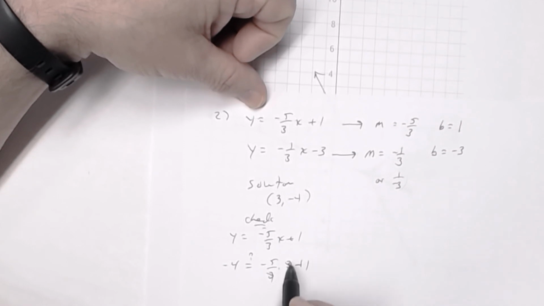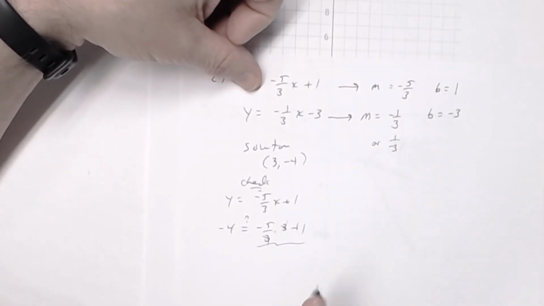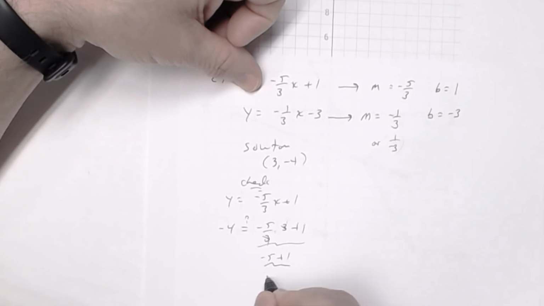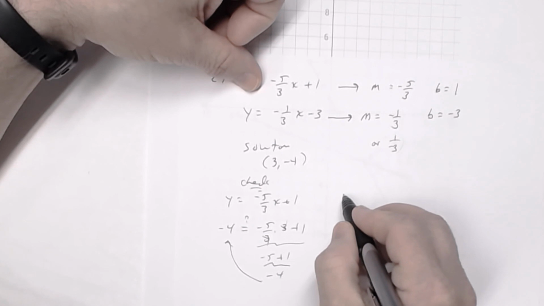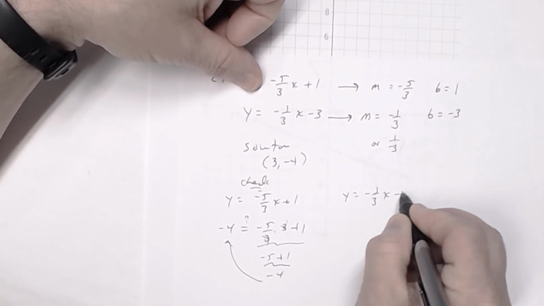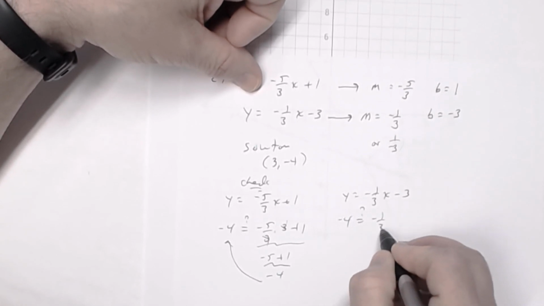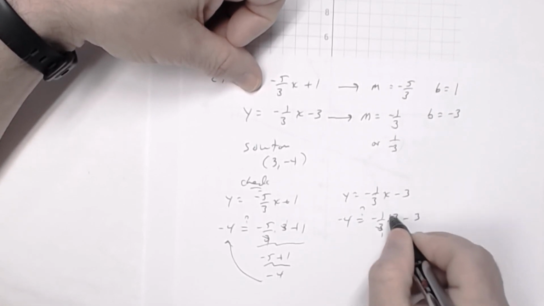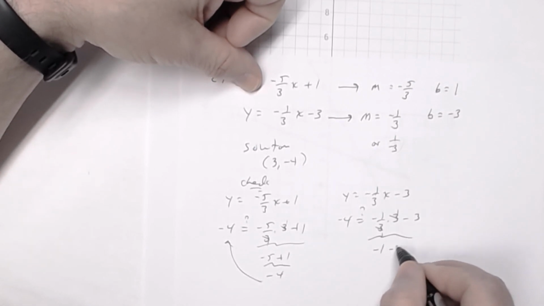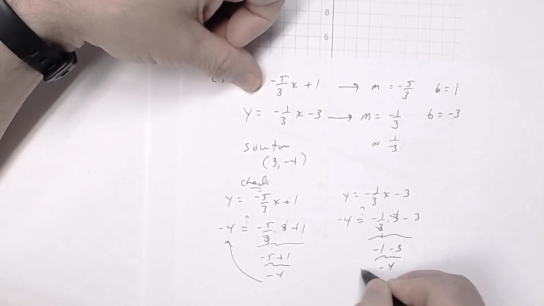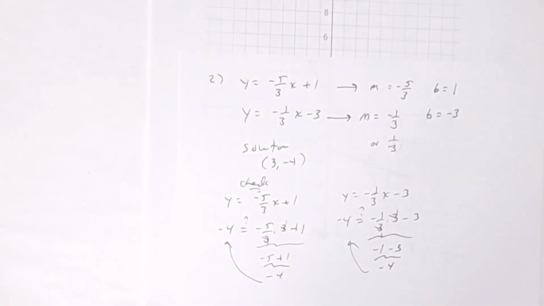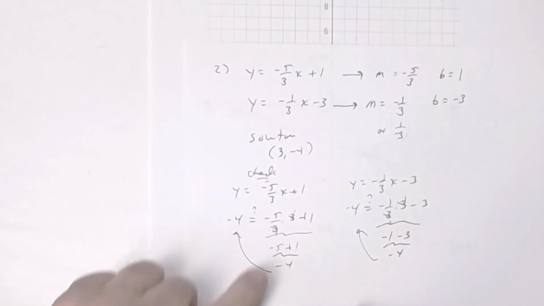So I have negative 4, and I want to see if that's going to equal negative 5/3 times 3 plus 1. The 3's divide out. This right here becomes negative 5 plus 1, which is a negative 4. And that's what you wanted. But you got to check the other one. So the other one is y equals negative 1/3 x minus 3. So y is negative 4. I want to see if that's going to equal negative 1/3 times 3 minus 3. The 3's divide out. A negative 1 and a negative 3 is a negative 4. All right, so there's your solution. Now, you don't have to check, by the way, but if you want to, you can. And you could have probably done that mentally without having to write things down.